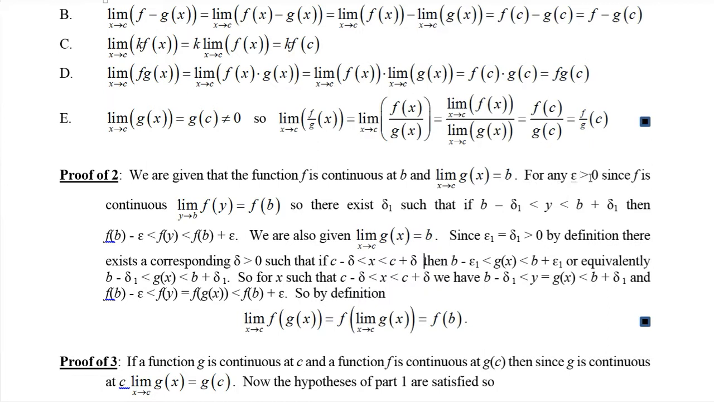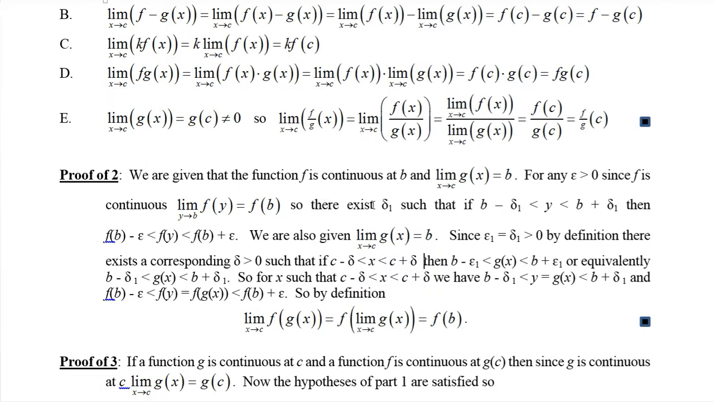For any epsilon greater than 0, since f is continuous, the limit as y approaches b of f of y equals b. So we're going to think of y as the input for f, but y is also going to be the output for g. So y and g of x are going to be the same thing. This is what we get when we do a composition. The output of one step becomes the input for the next one.